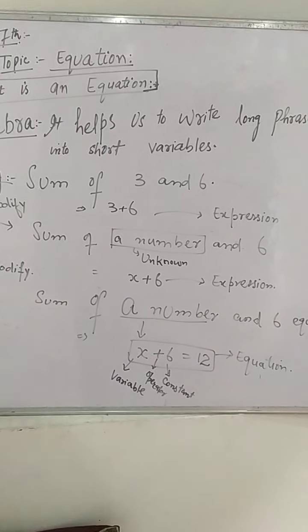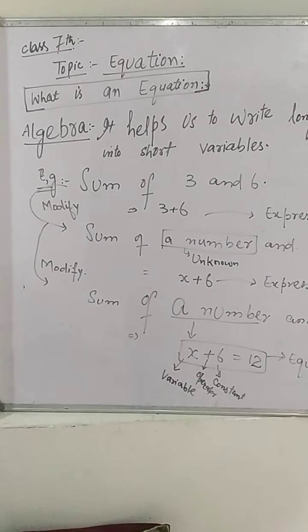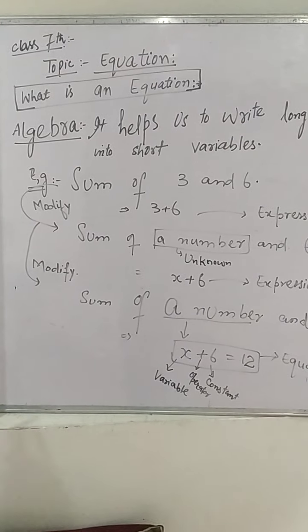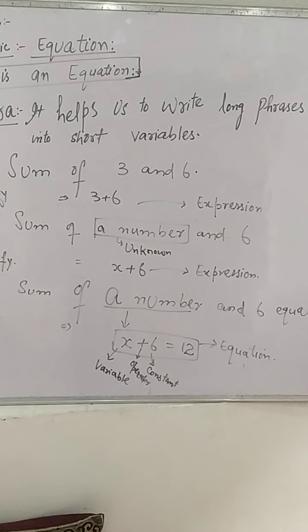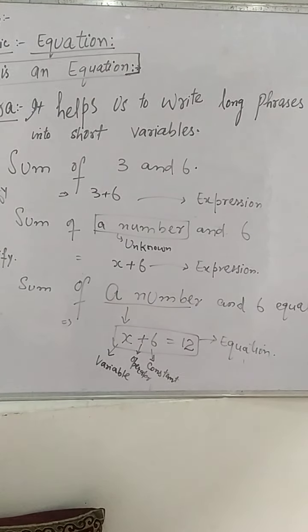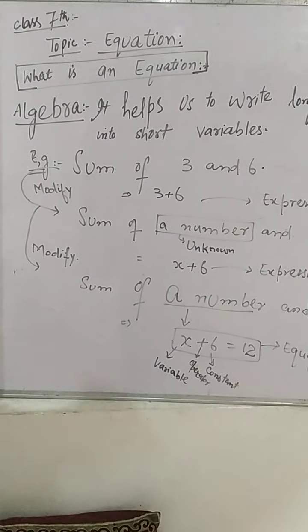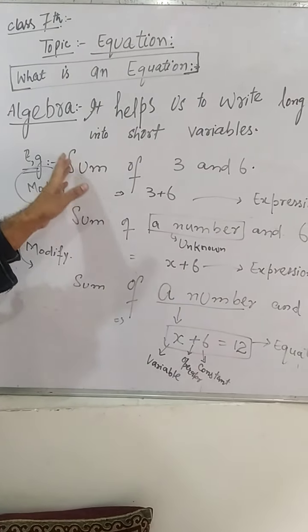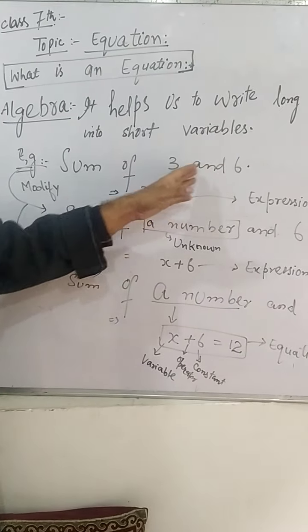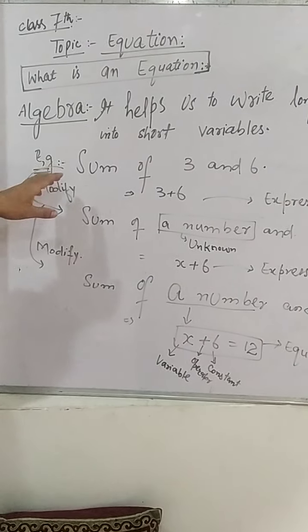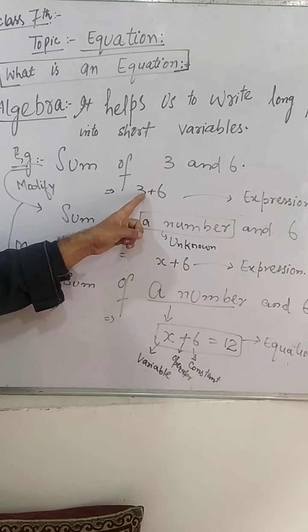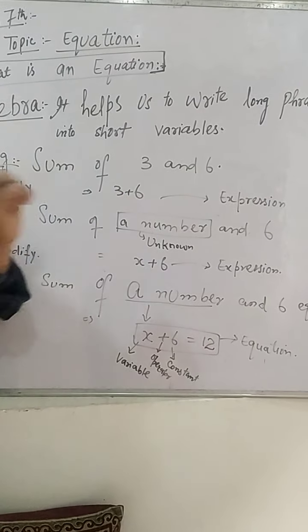तो अलजेब्रा से हम क्या करते हैं? अलजेब्रा हमें हेल्प करता है लॉन्ग फ्रेजेस को शॉर्ट में राइट करने में मदद करता है अलजेब्रा. So this is the beauty of algebra. Suppose let's have an example. This is sum of 3 and 6. This is a phrase, sum of 3 and 6, or this is the mathematical statement. If you will write this, sum of 3 and 6, we will write mathematically this as 3 plus 6.